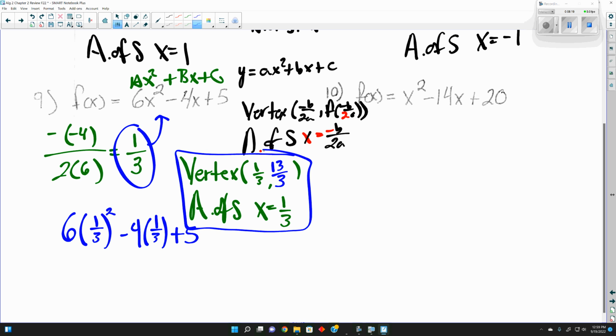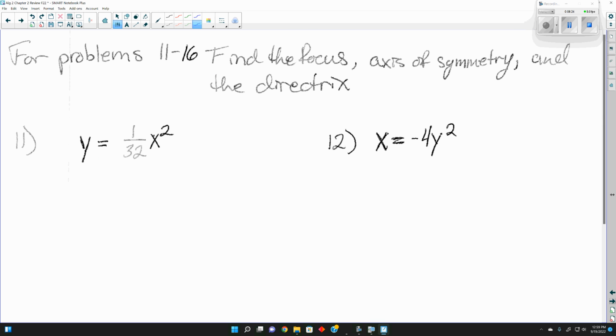Any other questions on 9 or 10? Let's look at 11 through 16. For these here, we'll add the vertex. We'll look for the vertex too. But the nice thing about the vertex is it's the same for all of these here.